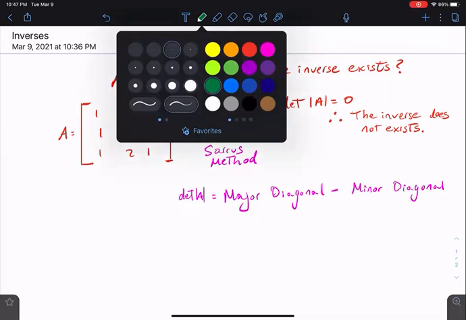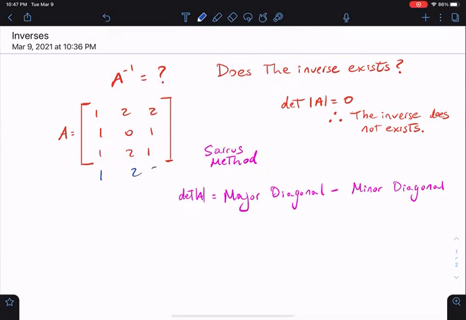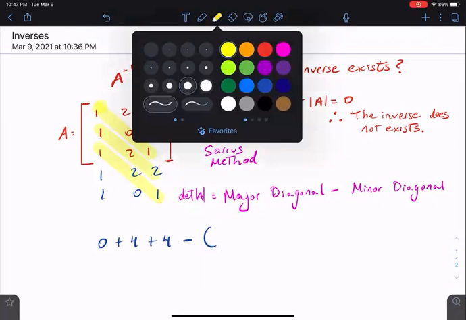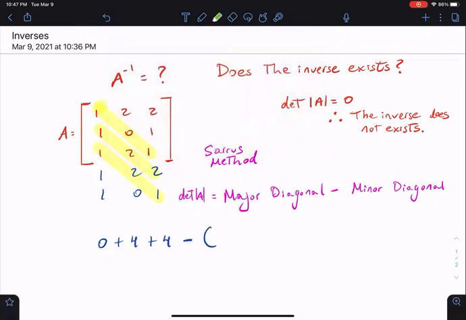And if we use Sarrus' method, we get 1, 2, 2, then 1, 0, 1, right? Let me put that a little nicer, 1, 0, 1. And then we compute this, right? So this is this way, this, and this, right? So let's compute, and that's the major diagonal, right? So if we do that, we get 0 plus 4 plus 4, right? Minus the minor diagonal. So the minor diagonal is this part right here. This one, and this one.